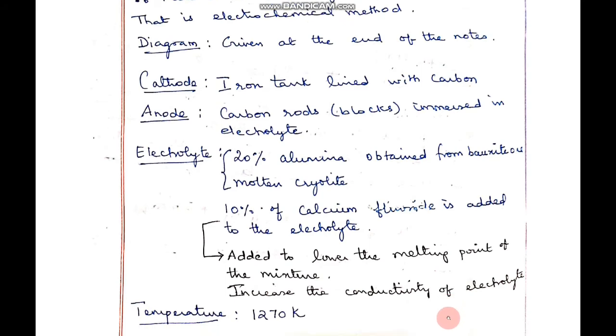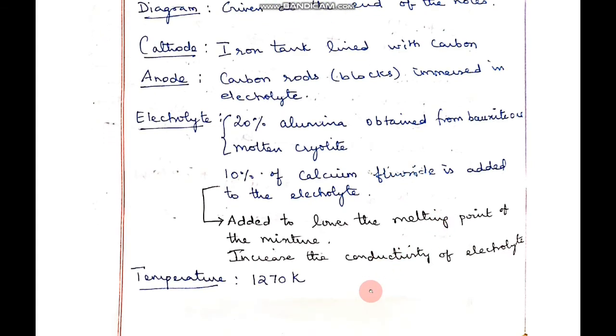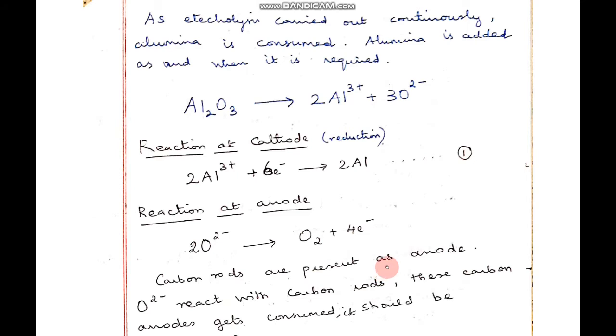Let me repeat once again, it is a cell which is given in the diagram, and you are having a cathode which is an iron tank lined with carbon. The anode is carbon rods immersed. Then the electrolyte will be a combination of three: alumina, calcium fluoride, and cryolite. Calcium fluoride can also be called fluorspar. And all these things are maintained at a temperature of 1270 Kelvin.